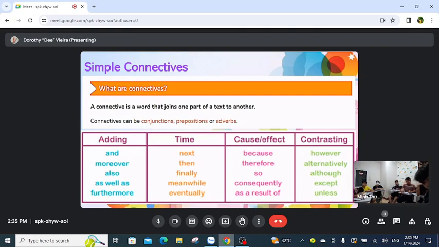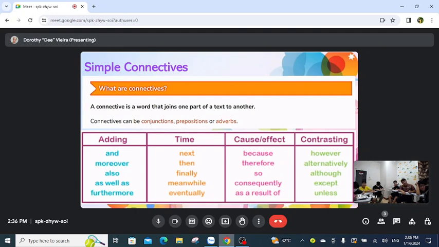So if we want to add information to our sentence, we can use these connectives. And, moreover, also, as well as, furthermore. These are all to add information. So we've got a short sentence and we want to join something, we can use any one of these connectives to add information to the sentence.